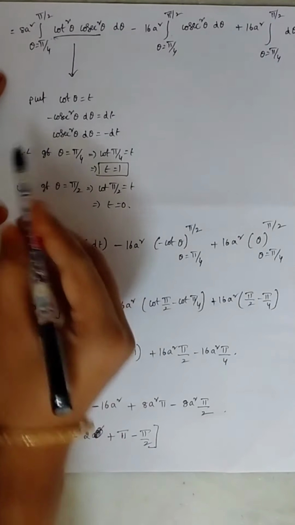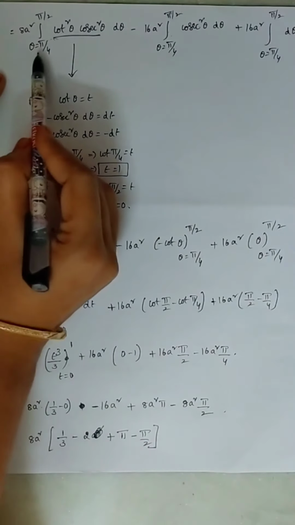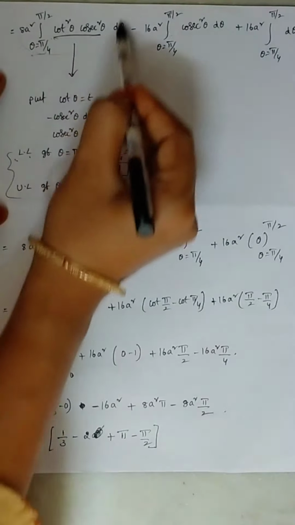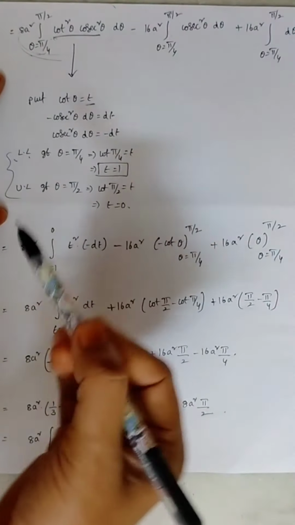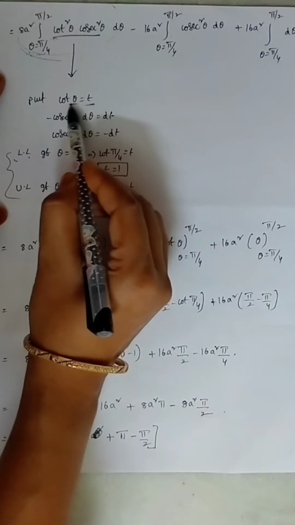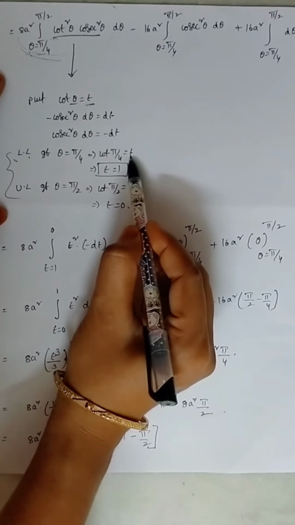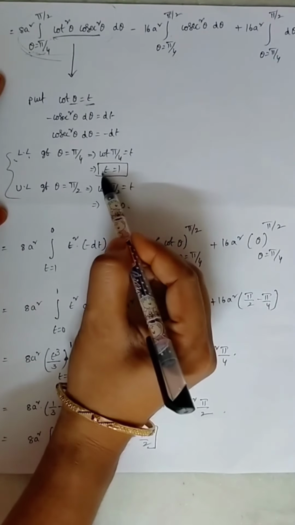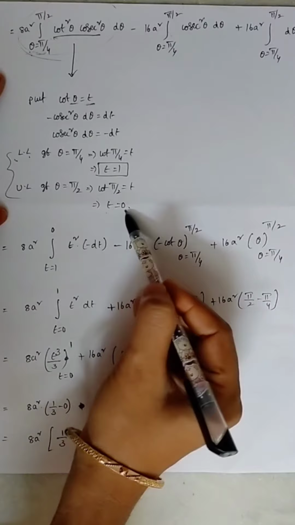So again we have to change the limits also. What is the lower limit here? The total problem we are converting in terms of t by taking cot theta equals t. Now if theta equals pi by 4, substitute the theta value here. If theta equals pi by 4, cot pi by 4 equals t. Cot pi by 4 value is 1. So t equals 1. In the same way, the upper limit: if theta equals pi by 2, cot pi by 2 equals t, t equals 0.